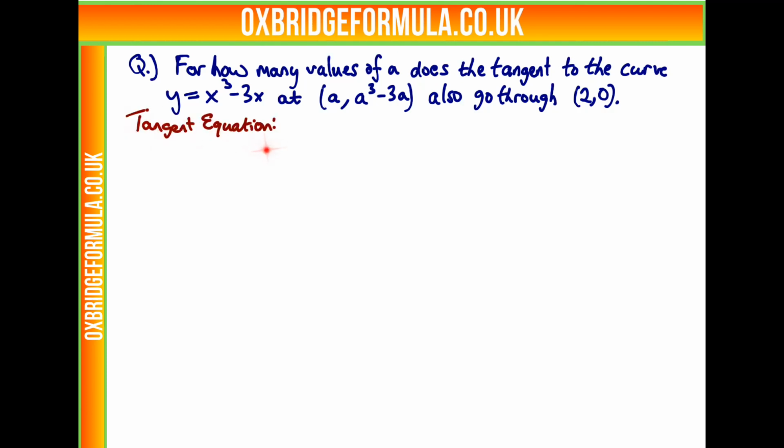Well, because it's a straight line, we need to work out the gradient and maybe a known coordinate. But we already have a known coordinate that the tangent goes through. So what would the gradient be? Well, the gradient would be precisely the derivative of our cubic evaluated at x equals a. So the derivative of our cubic is 3x squared minus 3. And at x equals a, dy/dx is equal to 3a squared minus 3.